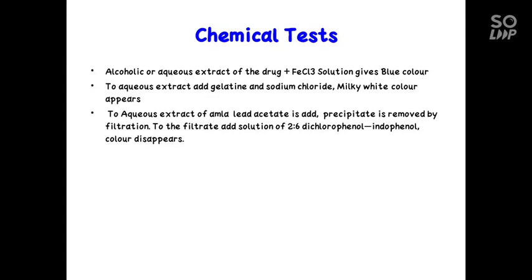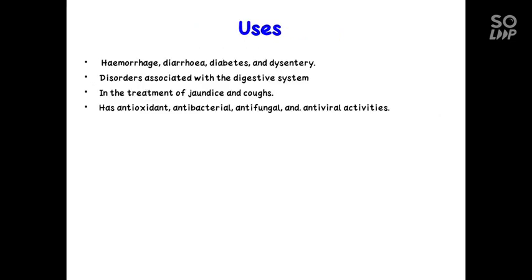Chemical test. First, to an alcoholic or aqueous extract of the drug, ferric chloride solution is added, which gives a blue color. Second, to the aqueous extract add gelatin and sodium chloride, then a milky white color appears. Third, to the aqueous extract of amla, lead acetate is added, then the precipitate formed is removed by filtration. To the filtrate, we add a solution of 2,6-dichlorophenol indophenol, then the color disappears.